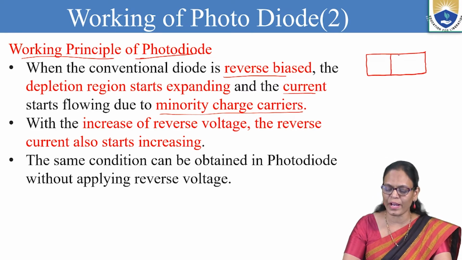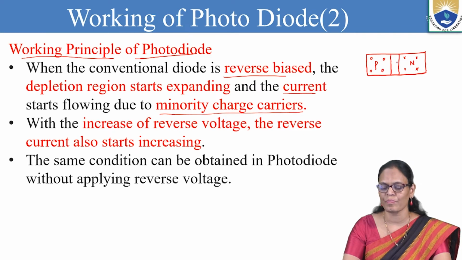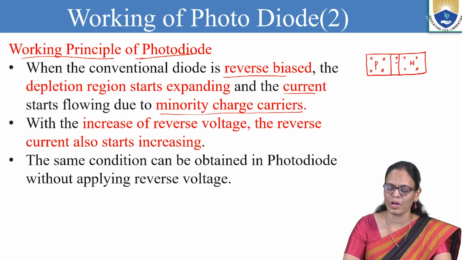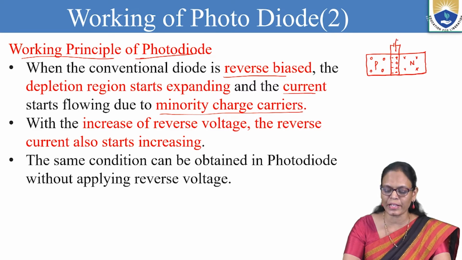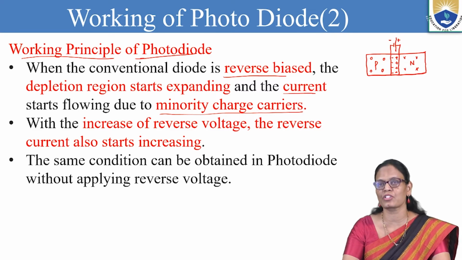Okay, so what we have seen now is P, N. Electrons are the majority carriers in the N side, holes are the majority carriers in the P side, and because of the diffusion process, we have positive immobile ions on the N side and negative immobile ions on the P side, because of which a barrier is formed, and we call it the barrier potential.